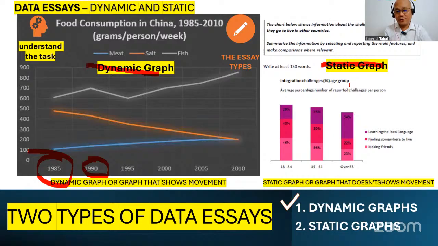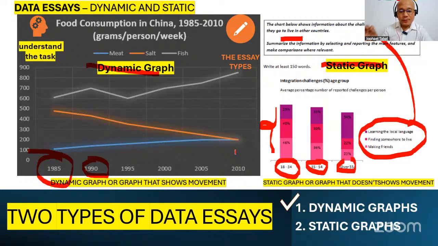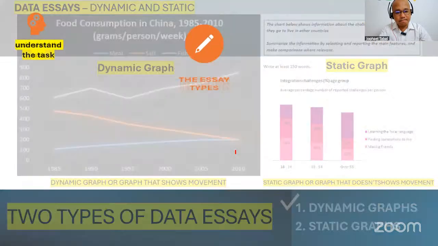As you can see here, in contrast, the static graph shows not a timeline. So these are different age groups, okay? Not a timeline. And this is the percentage of those age groups who experience these 3 things when they work and study abroad, all right? So that is the first thing we need to understand. When we say understand the task, it means we understand the essay type: is that essay a dynamic graph or a static graph? Okay, so that's very clear.